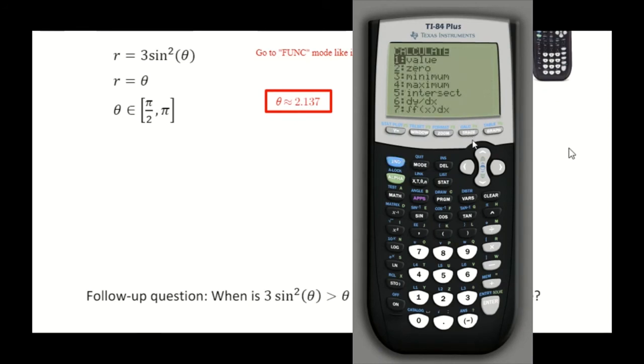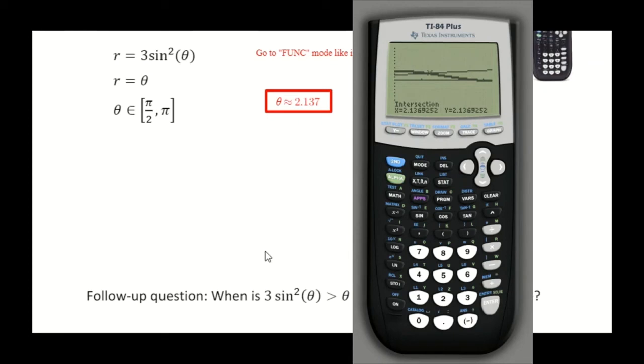So we're going to hit second trace, go down to intersect. Now I've already fixed the window here. Let me just show you real quick. These decimals probably don't mean anything to you, but this is pi over 2 to pi. So I'm just using the domain that's given. So I'm going to go to second calc, go down to intersect, hit enter, enter, enter, and this is where I'm getting the 2.137. Remember, this is not really x, this is really theta. So the theta that we're interested in is right here.